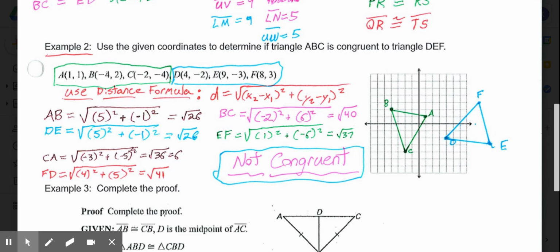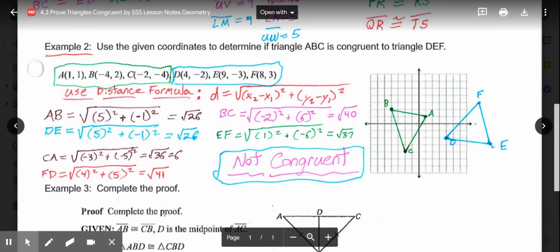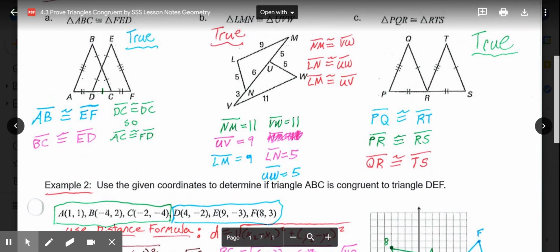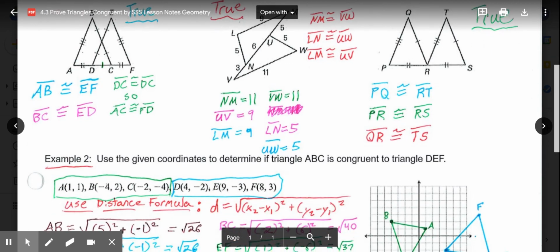Well, there, in ABC then, I have only one side that matches up with a side from DEF. The square root of 36 and square root of 40 do not match up with the square root of 37 and square root of 41. So these two triangles are not congruent. If we ended up with the same distance for 3 sides on each, then those two triangles are congruent. And then when you write the congruence statement, just like up here, you need to make sure you match up corresponding vertices or letters.